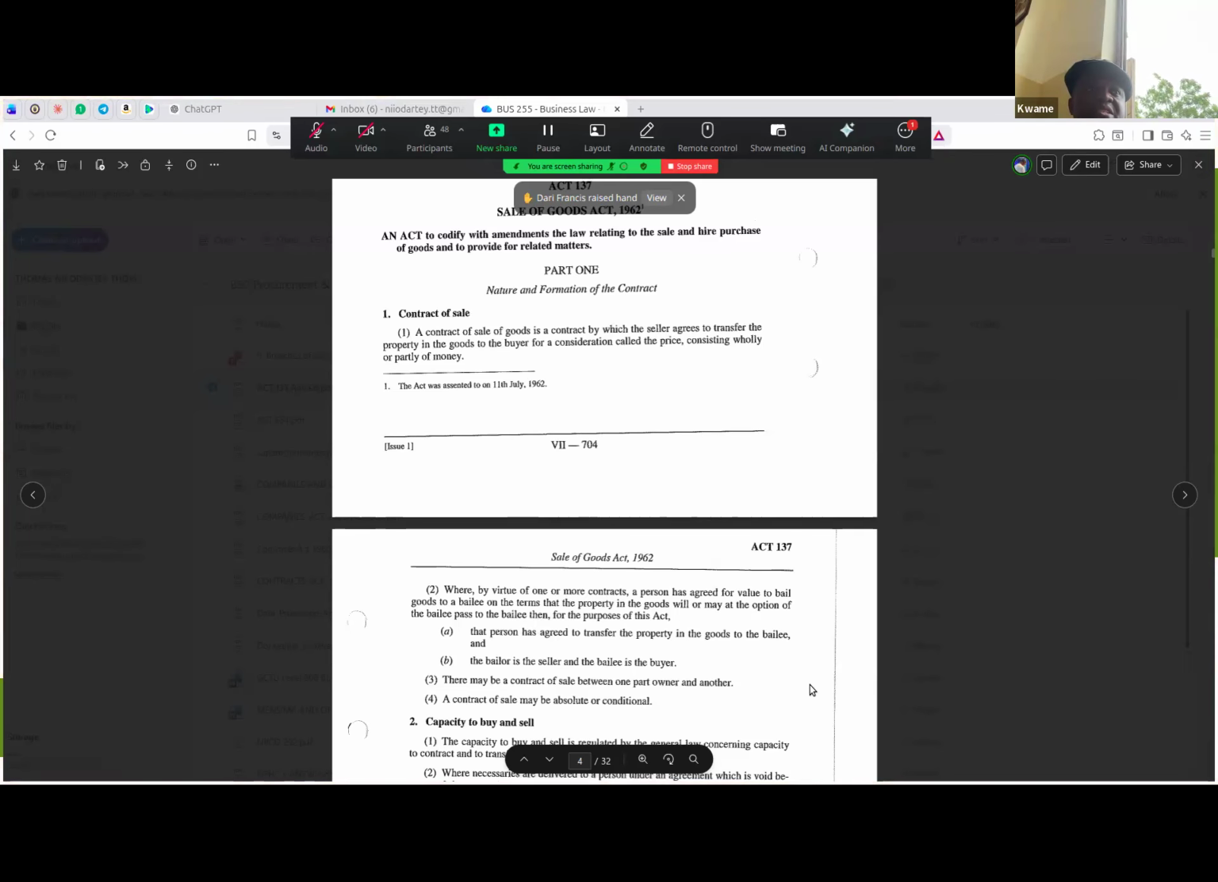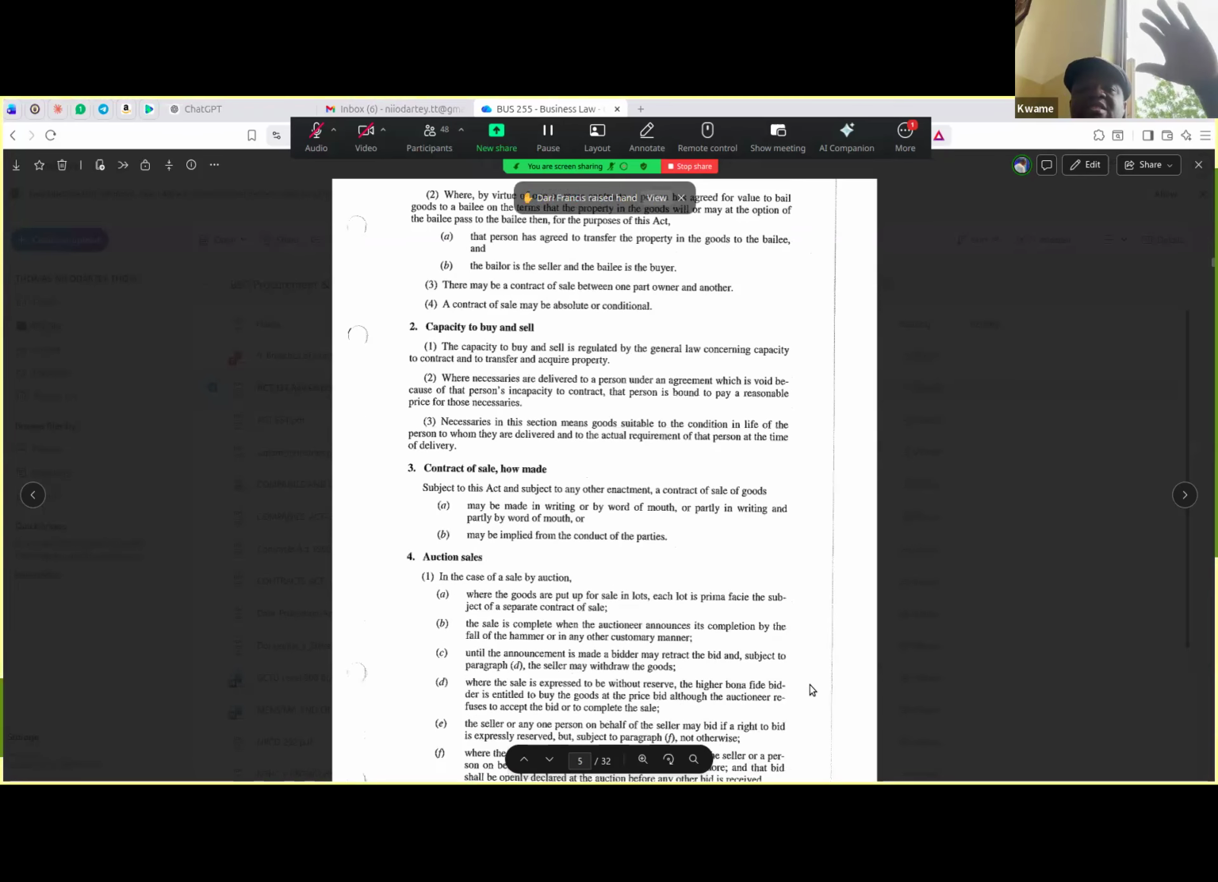Now let's go to section 2, capacity to buy. Section 1 tells us how you legally own a product. You legally own a good. The legal way of owning a good in Ghana is by agreement between the seller and the buyer.